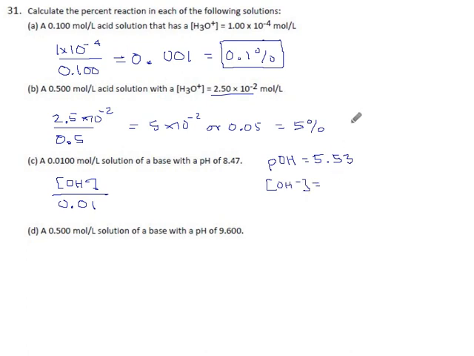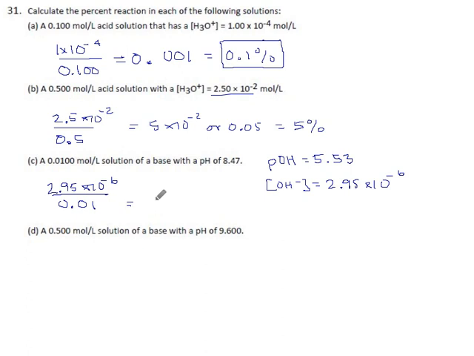And then our OH is 10 to the minus 5.53, which is 2.95 times 10 to the minus 6. So that is our amount of OH. I can put that in our numerator here: 2.95 times 10 to the minus 6 divided by 0.01.